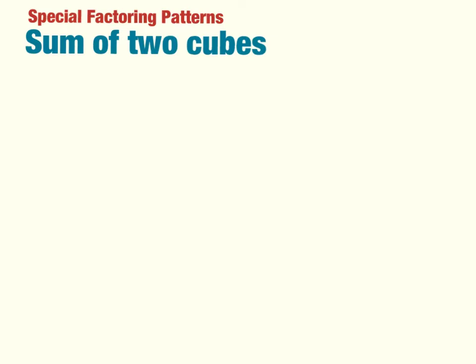All right, we're going to look at some special factoring patterns. The first one is the sum of 2 cubes. And this pattern looks like this.